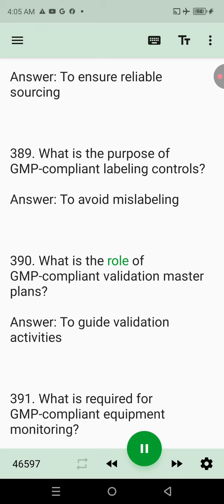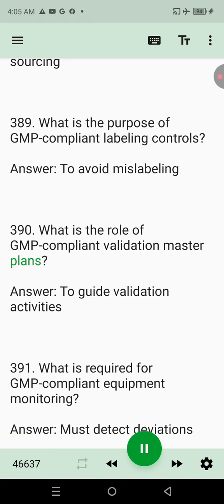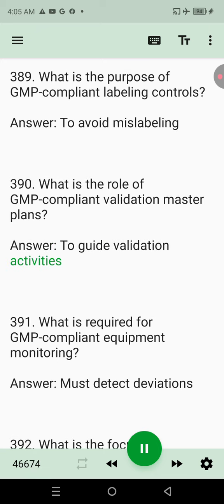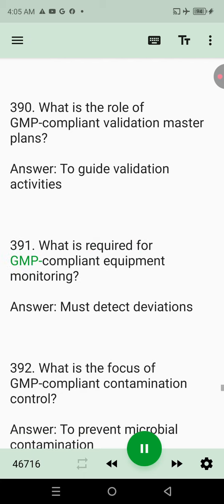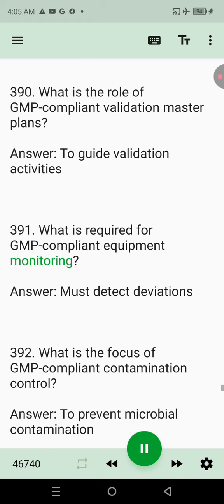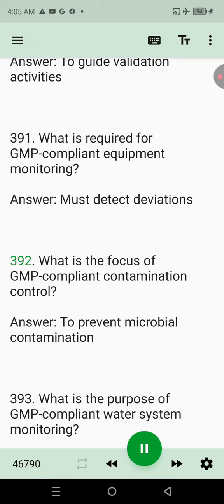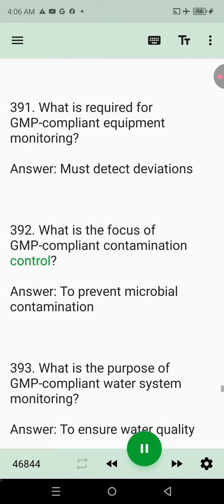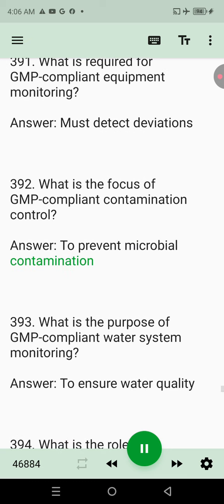390. What is the role of GMP-compliant validation master plans? Answer: to guide validation activities. 391. What is required for GMP-compliant equipment monitoring? Answer: must detect deviations. 392. What is the focus of GMP-compliant contamination control? Answer: to prevent microbial contamination.